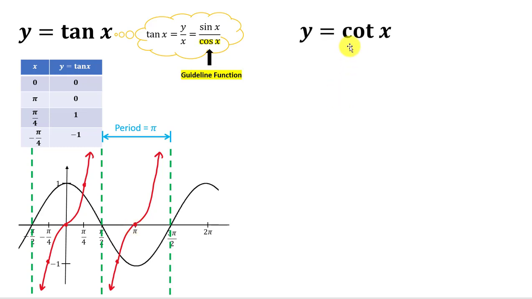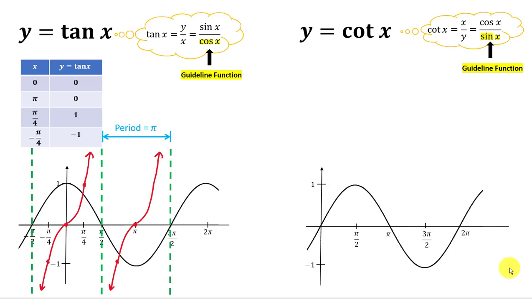Now let's talk about the cotangent function. So the idea for analyzing and constructing the graph of the cotangent function is very similar to the tangent function. First, we need to know that the cotangent function can be written as cosine over sine. And since whenever the denominator equals 0, the fraction becomes undefined, for all values of x that make the sine function equal 0, cotangent will be undefined, and that's where we're going to sketch asymptotes. So for cotangent, the guideline function is the sine function.